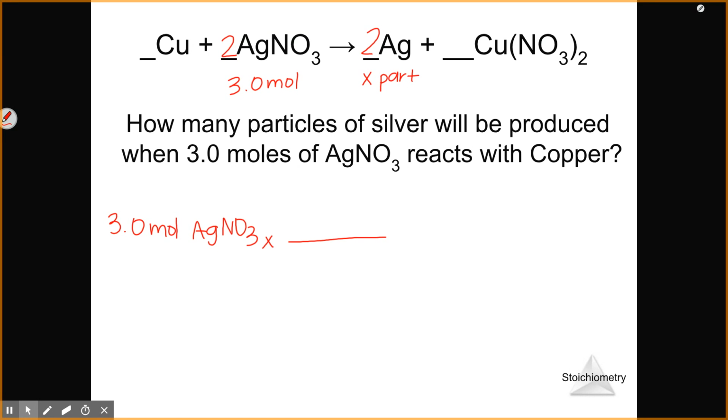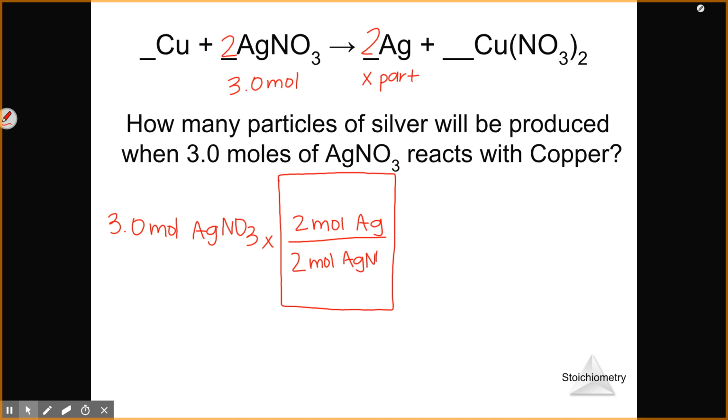Remember, for each of these, we need to have the unit, the number, the unit, and the element or compound. Once we're in moles, we're ready to use our mole ratio. So again, this is our new step. What we're trying to find goes on the top, so our unknown, 2 moles of silver. And what we're trying to get rid of, or what we already know, goes on the bottom. So that's 2 moles of AgNO3. You do not want to simplify the mole ratio, so we'll just keep it like this.